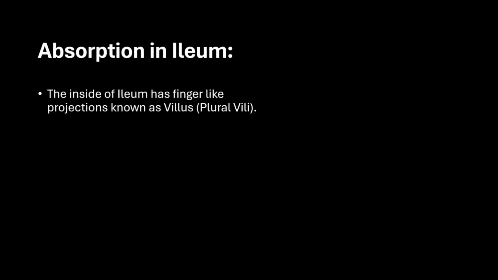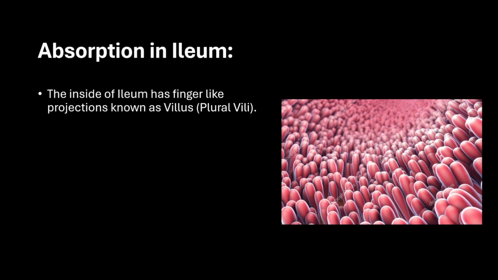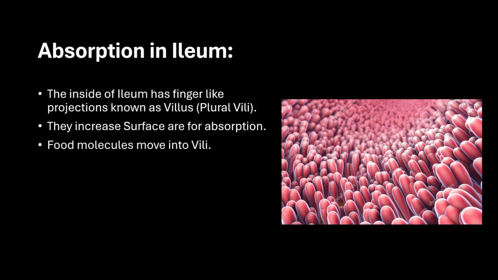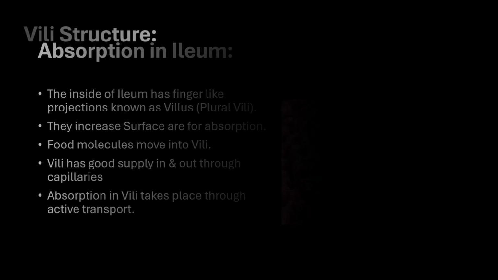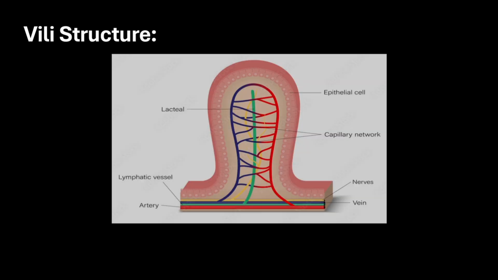The inside of the ileum has finger-like projections or structures which are known as villus. The plural is villi. As you can see in this diagram, there are millions of villi in the ileum. The function of these villi is to increase the surface area for absorption. Food molecules will move into these villi, and the villi have a good supply in and out through capillaries. Absorption in villi takes place through active transport, and the food molecules will be absorbed into the blood through the capillaries.